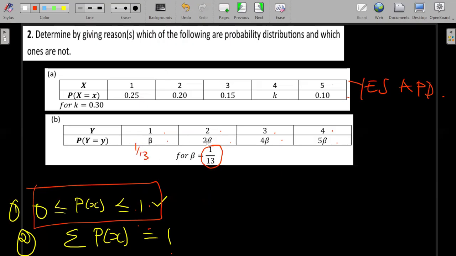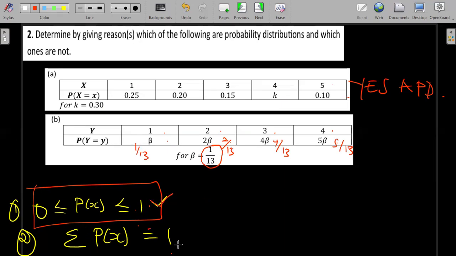The probability where there's 2 will be 2 multiplied by 1 over 13, so that will just be 2 over 13. Here it will be 4 multiplied by 1 over 13, so 4 over 13. Here it will be 5 multiplied by 1 over 13, so that will be 5 over 13. So we see that all these probabilities are greater than 0 but less than 1. So this one is satisfied.